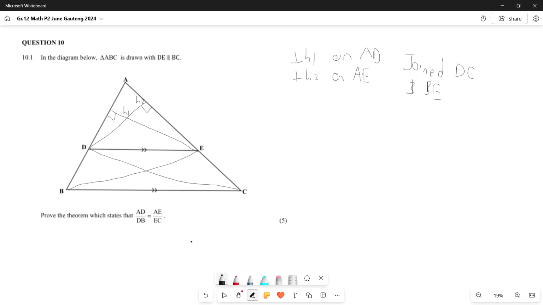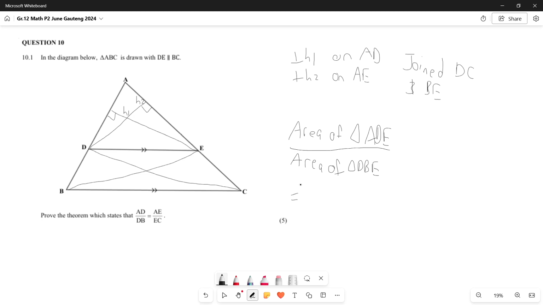From here, we're going to have to start with our first two triangles, and the first statement we're going to say is triangle ADE over triangle DEB, which means we're just going to write that now. So area of triangle ADE over area of triangle DBE.